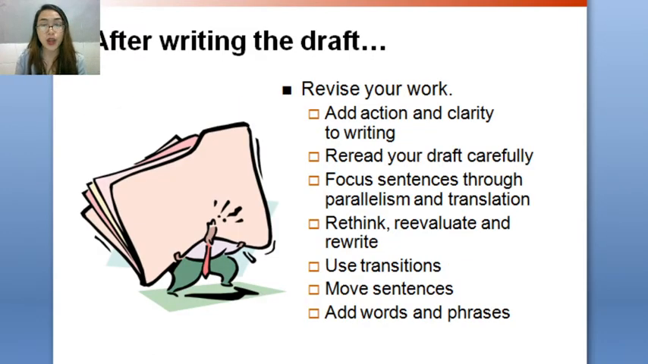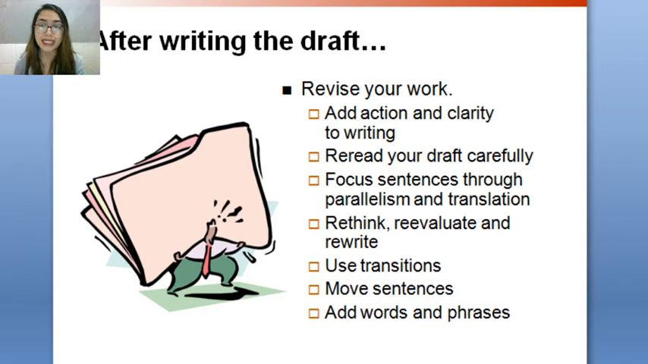After writing the draft, guys, revise your work, revise until you make it right and perfect. Add action and clarity to writing. Reread your draft carefully, pero mas maganda if you let others read it then kasi para they could see it in the new eyes. Minsan di natin napapansin kasi yung mali natin, lalo na pag sobrang nag-focus tayo or na-familiar na tayo sa ating mga sinusulat.